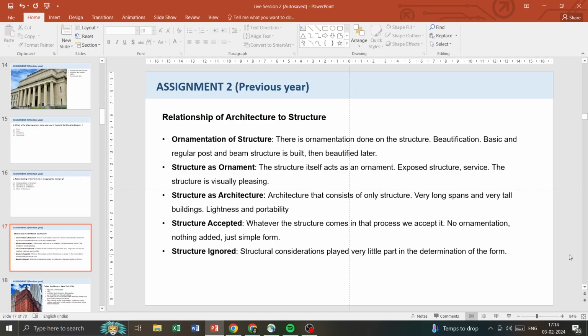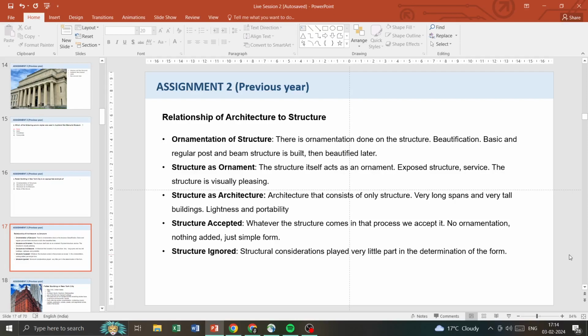Then structure as architecture. Architecture that consists of only structure, very long spans or very tall buildings, lightness and portability. So structure as architecture means that there is nothing else except the structure. For example, the Eiffel Tower is considered a monument, a piece of architecture, but it is an entire structure. It's an entire steel and iron structure. So that is an example of structure as architecture.